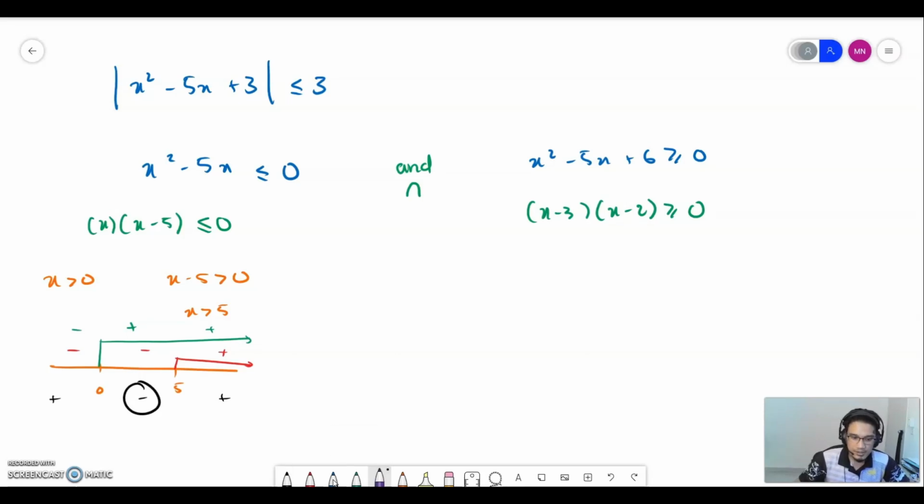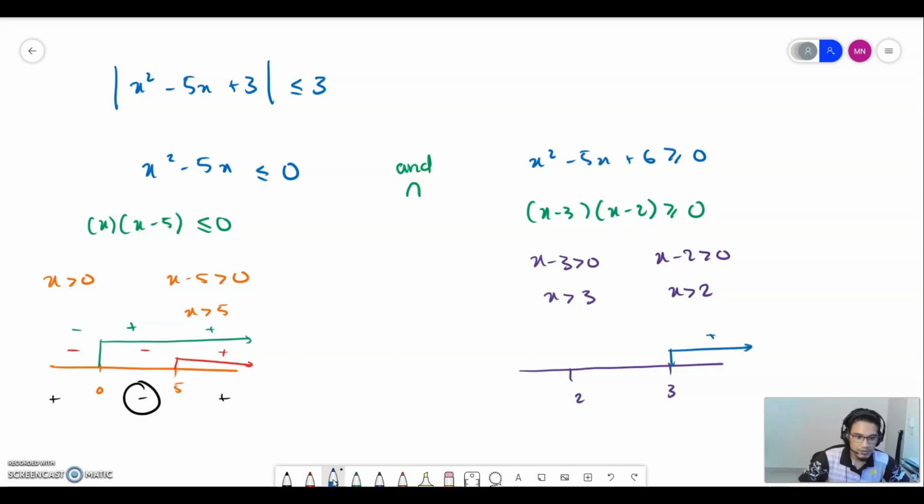Okay, so another one is x − 3 > 0, x − 2 > 0, so x is bigger than 3, x is bigger than 2. We have 2, and then we have 3. For x bigger than 3: positive, negative, negative, and x bigger than 2: positive, positive, negative. So now we have positive, negative, positive. So what we want is a positive region.